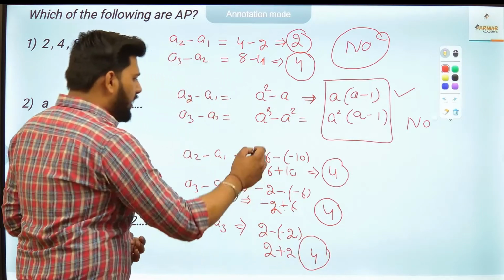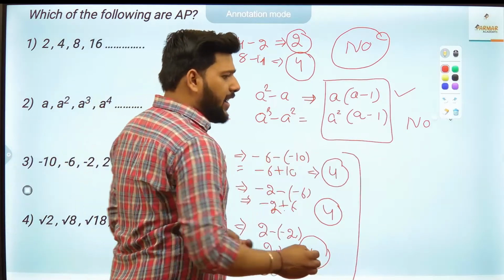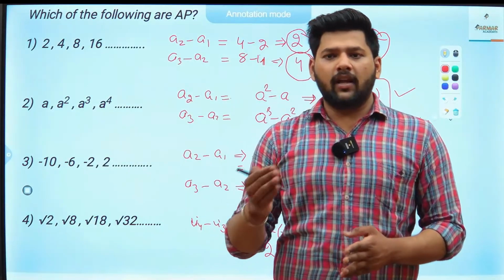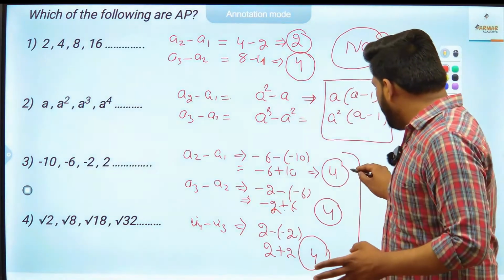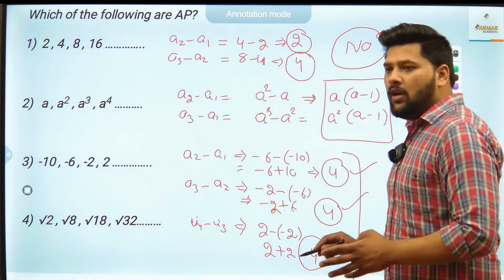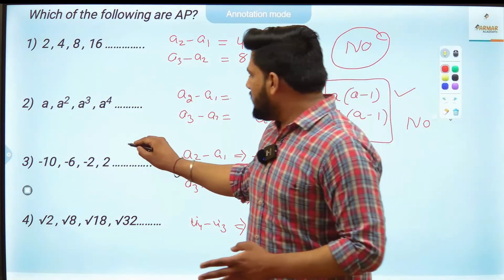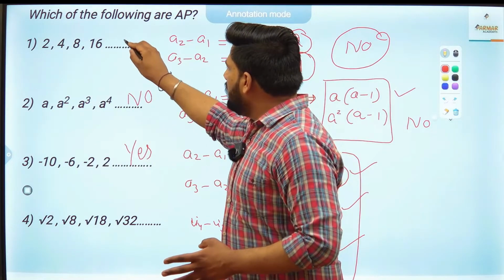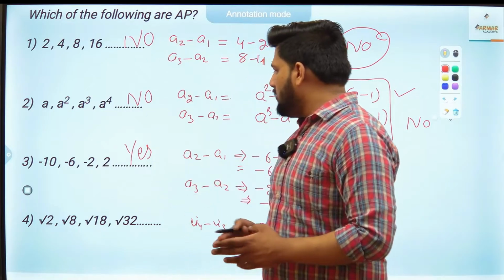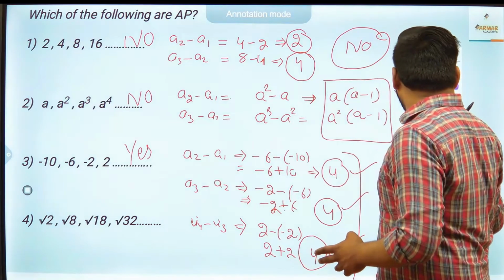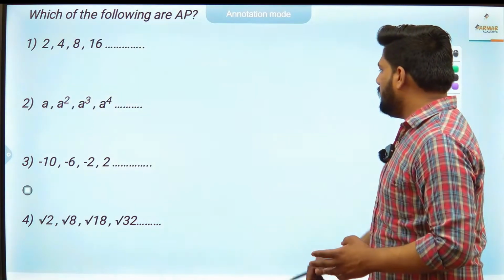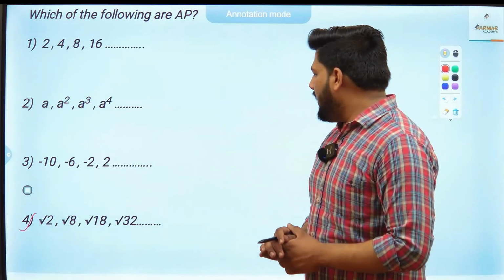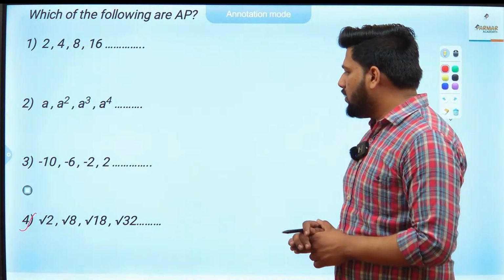Now look here, the difference between the second term and first term, third and second term, fourth and third term is always the same, that is 4 in each case. So the third one, yes, this is an AP sequence and the first two are not AP sequences. Now what about the fourth? The fourth is under root 2, under root 8, under root 18, under root 32.